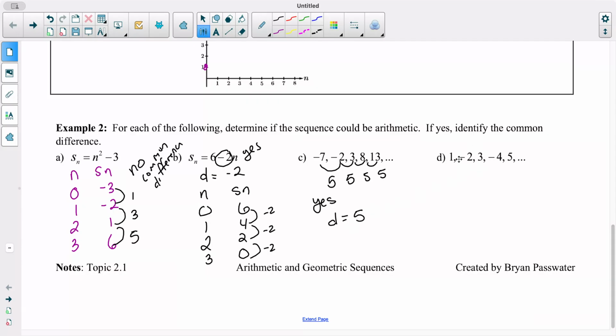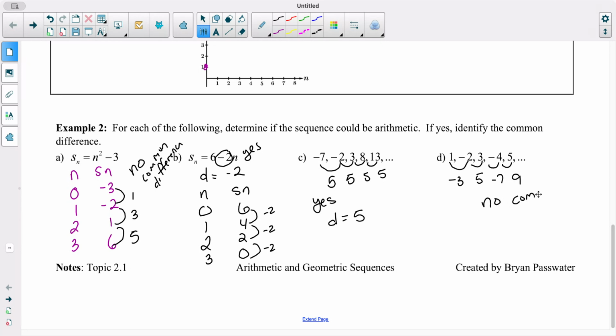All right, so last one: -2 minus 1 is -3. 3 minus -2 would be 5. -4 minus 3 would be -7, and 5 minus -4 would be 9.